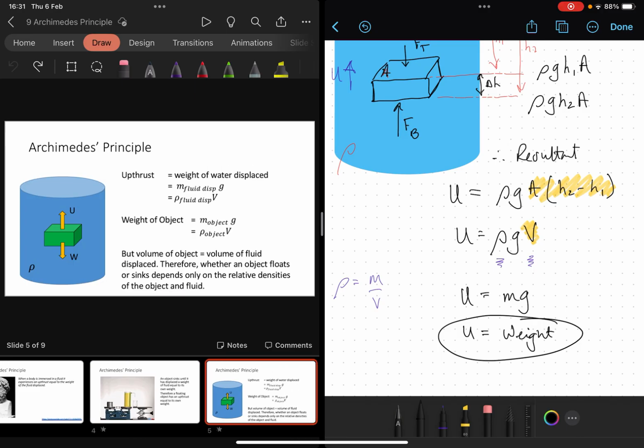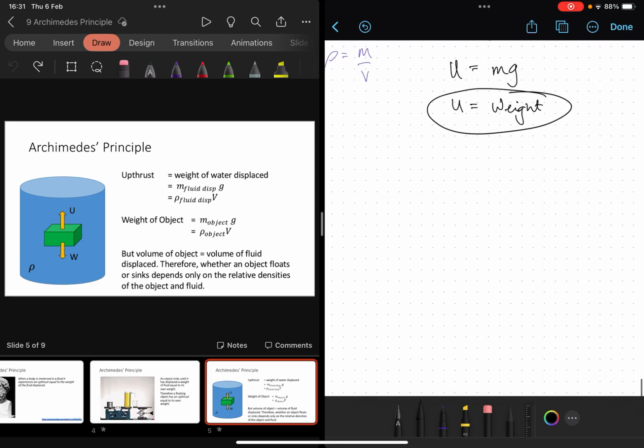Now, let's take this idea one stage further and apply this principle that Archimedes came up with and relate it to density. So you've got two things happening in this diagram. You've got a fully submerged object. There is the weight of it acting downwards, and you've got upthrust acting upwards.